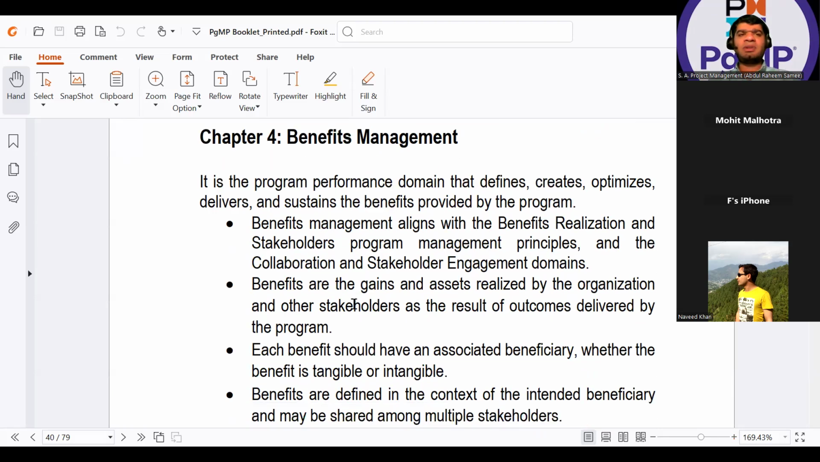Benefits management aligns with the benefits realization and stakeholder program management principles. These principles are coming from the 8 principles that we have studied in the beginning, and the collaboration and stakeholder engagement domains. So the principal reason why you are doing collaboration and stakeholder engagement is to deliver the benefits to your stakeholders. That's why every time the benefits are coming, they are for your stakeholders in your program.